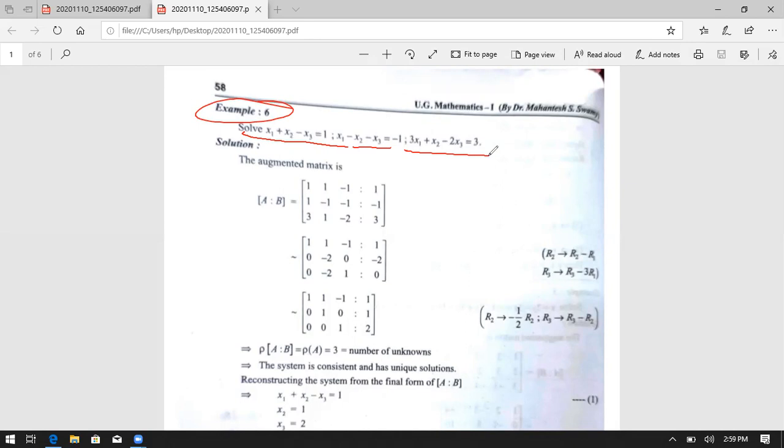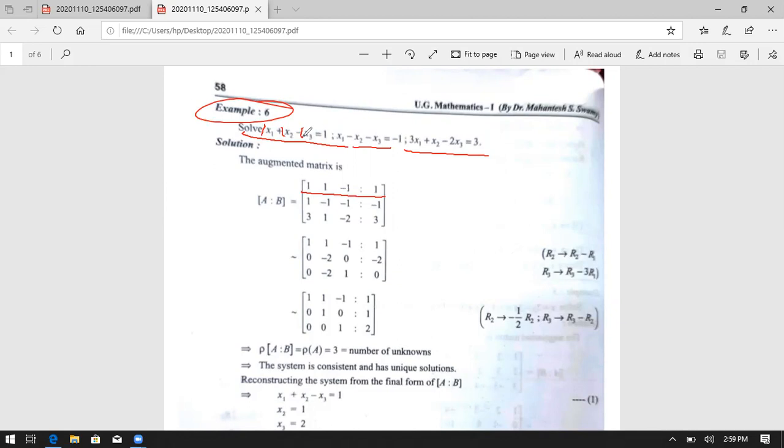First you take the augmented matrix. Augmented matrix means you take the coefficients of the first column, second, then third and fourth, that is the coefficients of x1, x2, x3, then the constant. I write here 1, 1, minus 1 and 1.